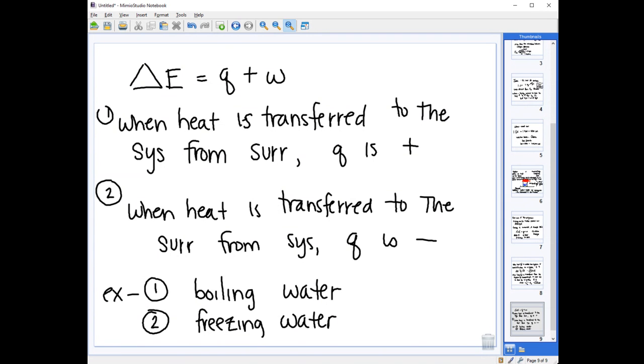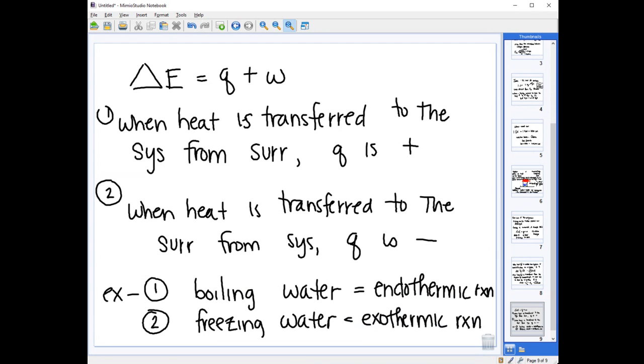So in a process in which the system absorbs heat, like we've got in 1 where Q is positive, that is called an endothermic reaction. The system is going to absorb heat from its surroundings. That is an endothermic reaction. And in scenario 2 here, when heat exits out of the system into the surroundings, like when we're freezing water, that is referred to as an exothermic reaction because heat is being given off by the system.